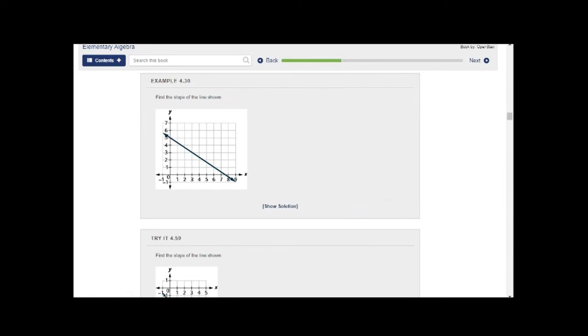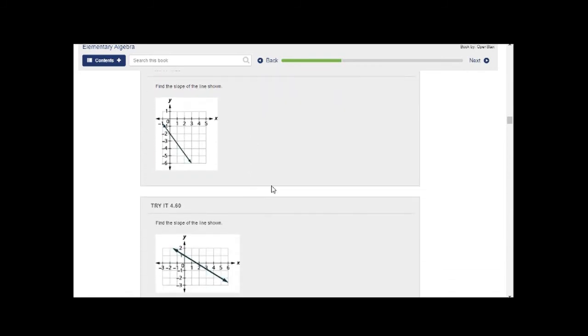Okay, now a few negative slope try-it problems for you. Pause the video, work them out, and then come back.